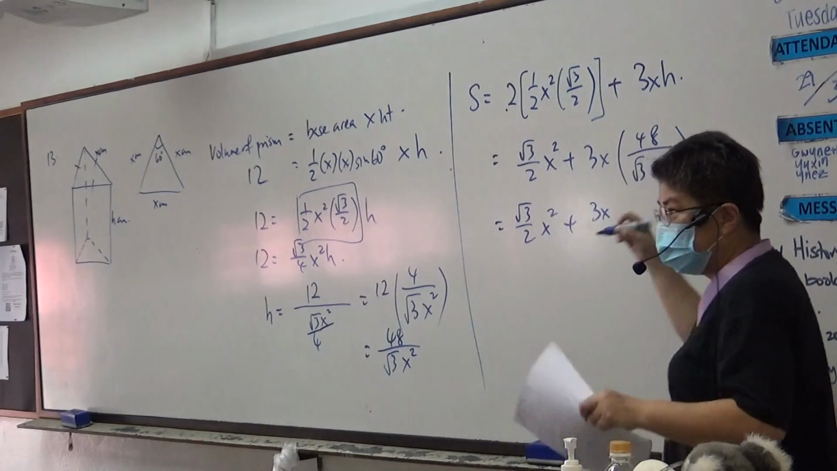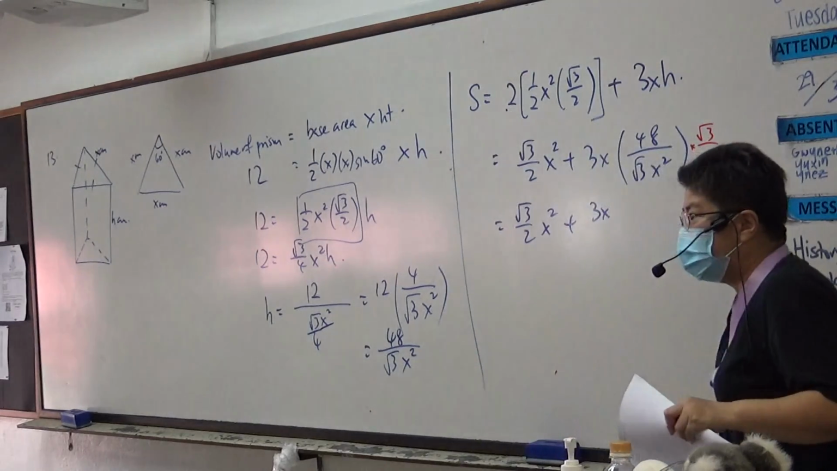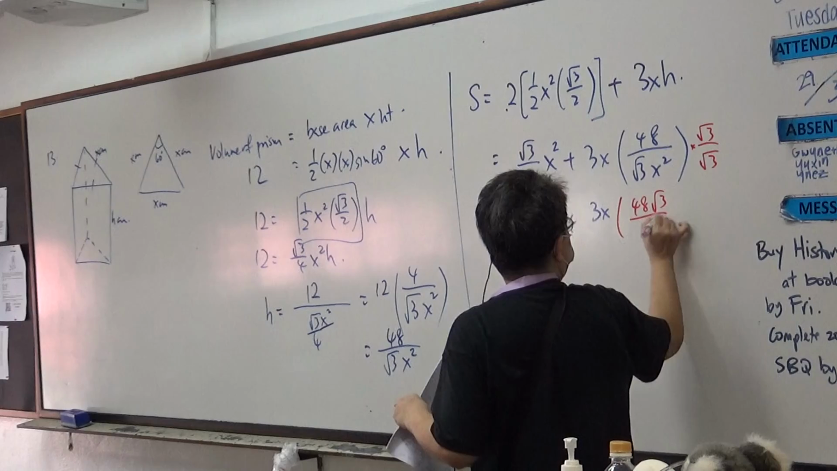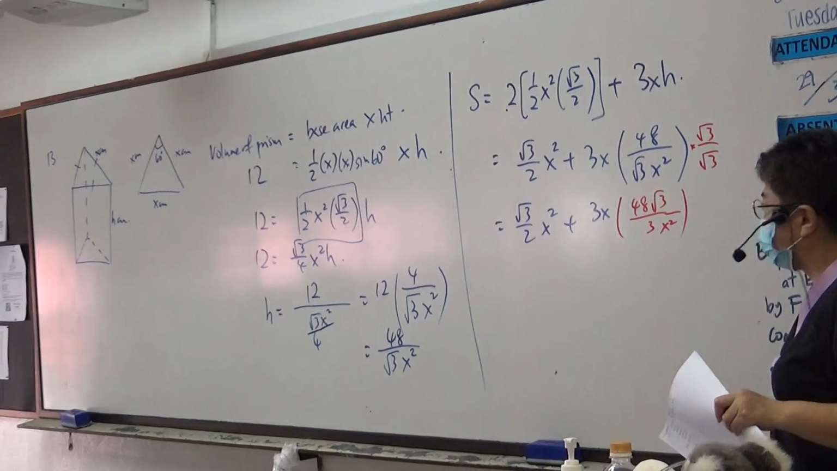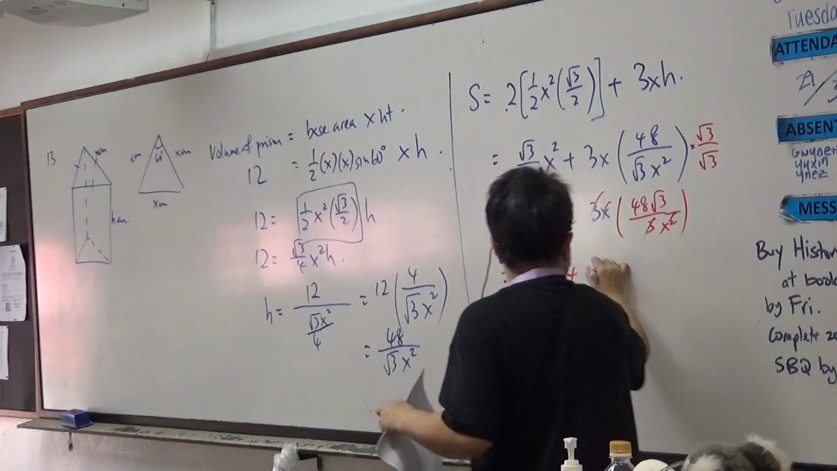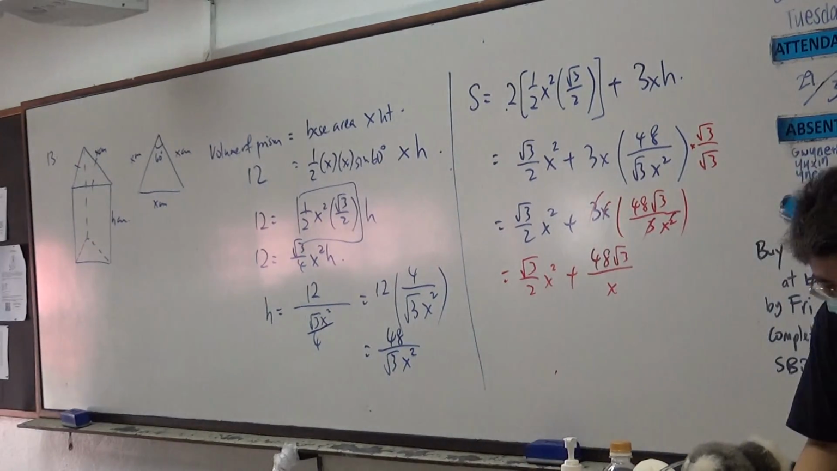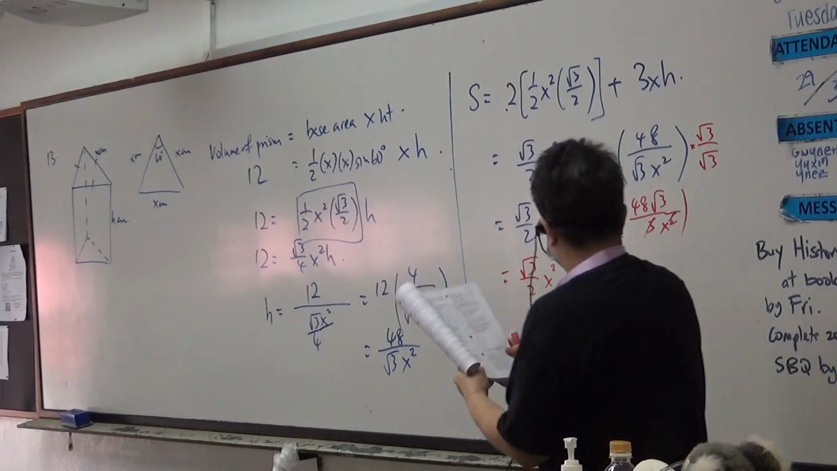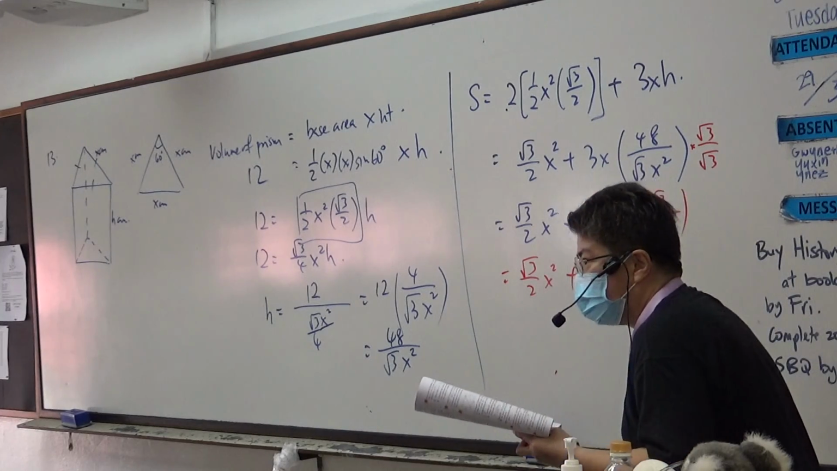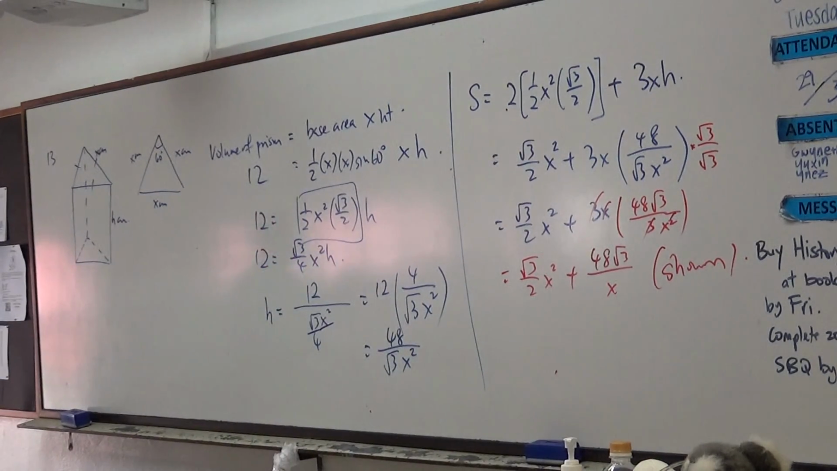Now, I'm going to rationalize this because of the root 3, I cannot get the answer that we want. So actually, I must times root 3 over root 3. Can you see? I'm multiplying by 1. So this one will become 48 root 3 over 3x squared. So I will get root 3 over 2 x squared plus, now this is gone, so I will have 48 root 3 over x. Not x squared, just x, because I cancelled off already. Now, the question says show that S is this. I already showed. Everybody okay?